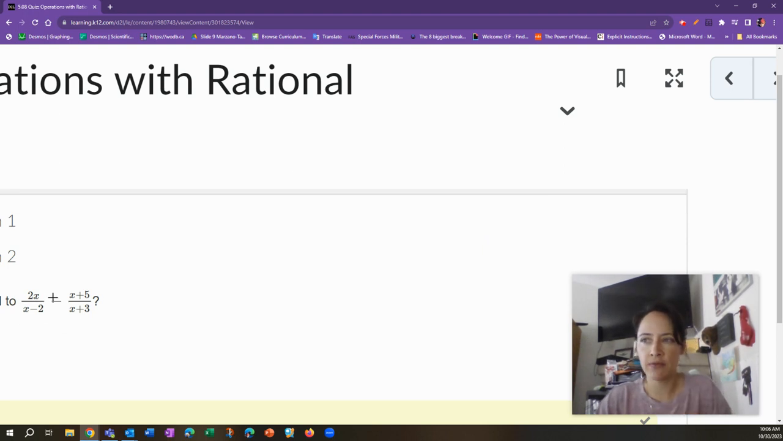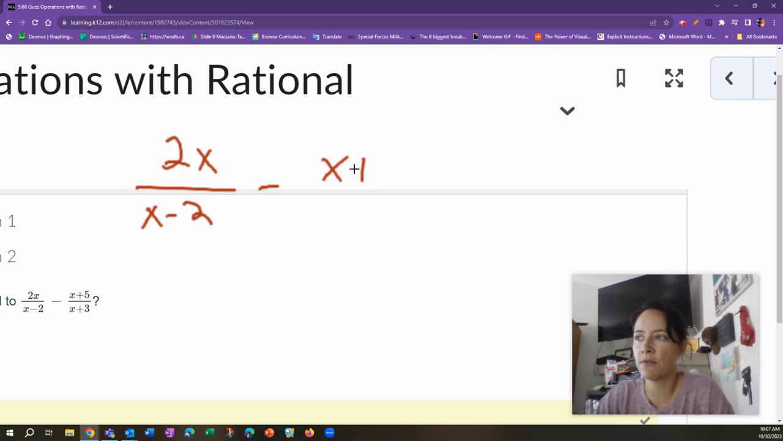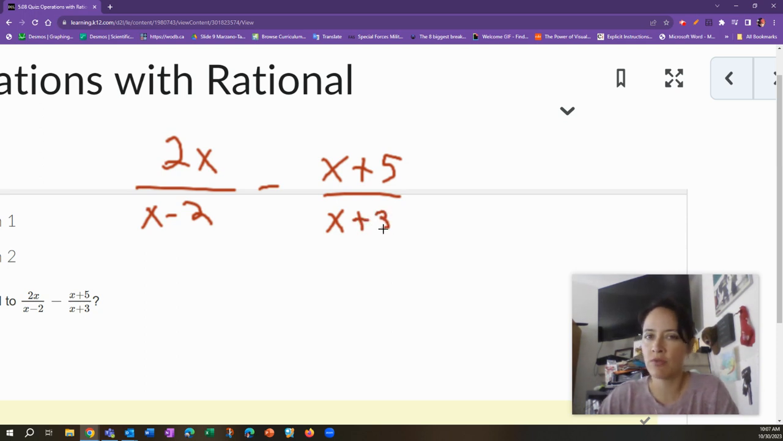Well, we need to look at the fractions. We have 2x over x minus 2. Cool. That's basically 2x divided by x minus 2, but we can't do anything with that. We're going to subtract x plus 5 over x plus 3. Again, that's x plus 5 being divided by x plus 3, but this is the simplest form, or the most useful form. You could do other things, but right now it doesn't help us.